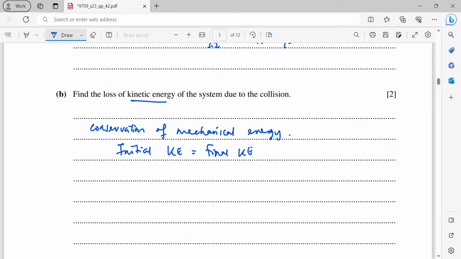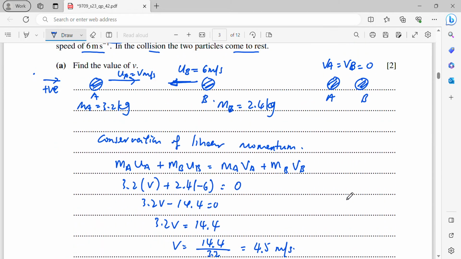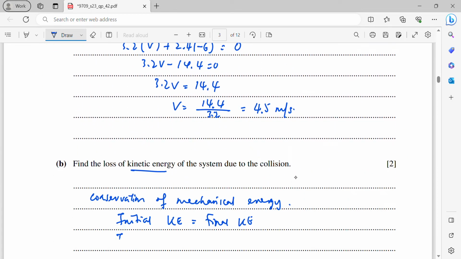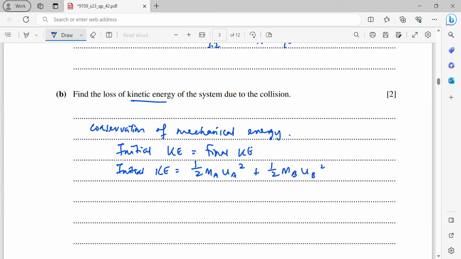Okay, so from here, when you look at the diagram, we know that the kinetic energy formula is half mv squared or half mu squared. So from here, I will write initial kinetic energy is basically half mA uA squared from the particle A and half mB uB squared. Okay, so here will be half. The mA is 3.2, the uA is 4.5, then you square it.